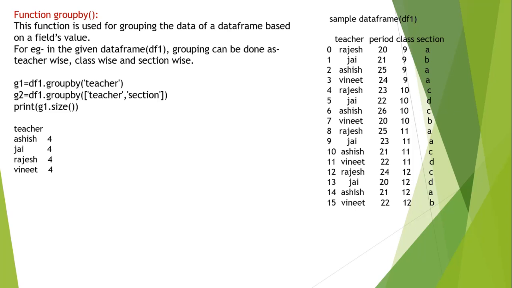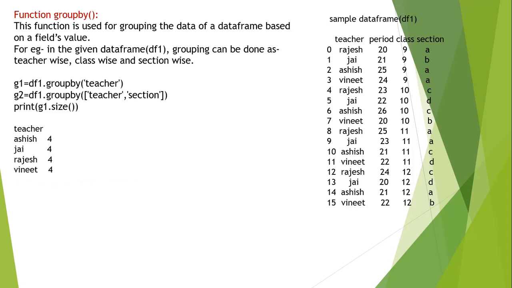Similarly, Jay has been given the size 4. For Rajesh also 4, and for Vineet also 4. Why is it happening? Because all the elements have been repeated 4 times. Rajesh has been repeated 4 times, Ashish 4 times, Jay 4 times, and Vineet also 4 times. So each group has the size of 4.